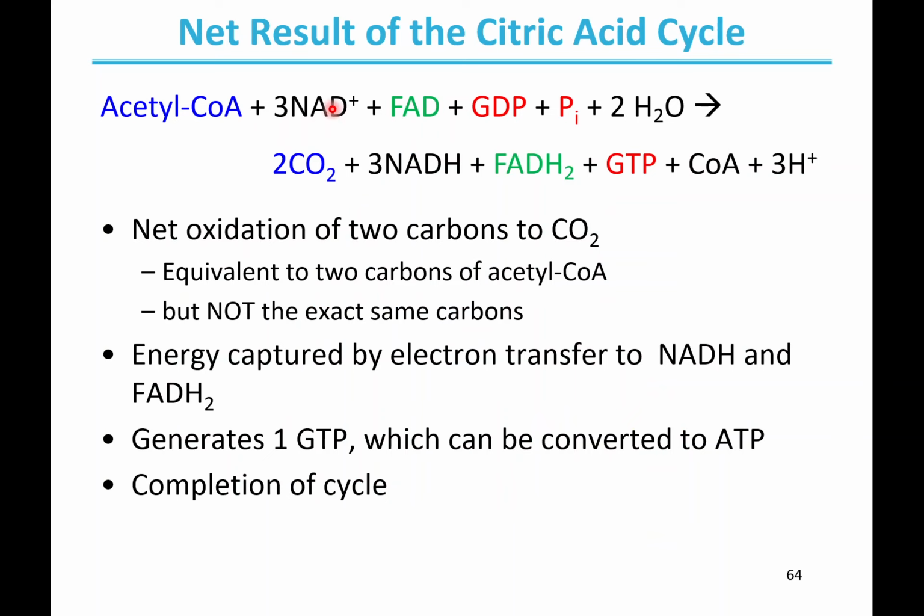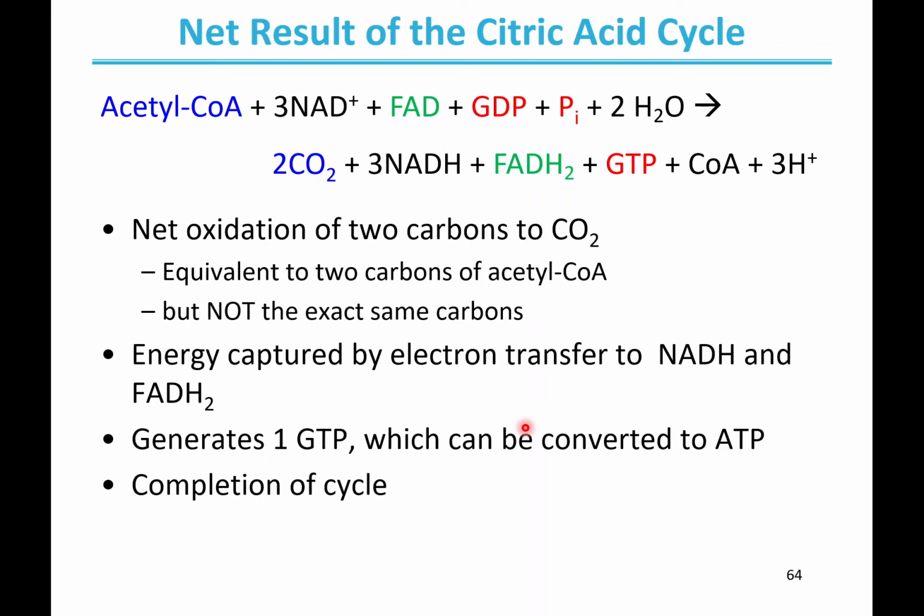Acetyl-CoA plus 3 NAD+, an FAD, a GDP, and an inorganic phosphate, going to 2 CO2s, 3 NADHs, FADH2, GTP, and if you want to balance it completely, you have the coenzyme A from acetyl-CoA, 3 protons, and you needed 2 waters. It's not as important that you remember the waters, but knowing the other things, the reduced cofactors, the GTP and the CO2s, is important.